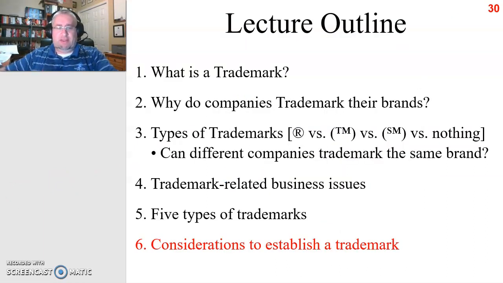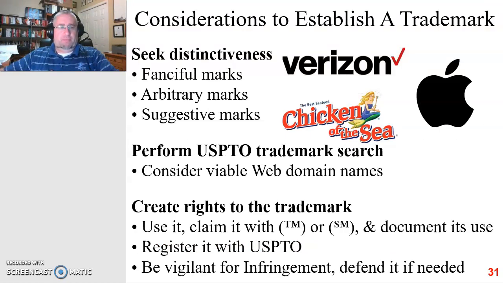And then the last thing that I just want to spend a few moments talking about is considerations to establish a trademark. So, what would you, as the owner of a company who's trying to solidify and trademark a brand, what do you actually have to do step by step to officially trademark with USPTO your product or your brand? So, the first thing to do is to seek distinctiveness, right?